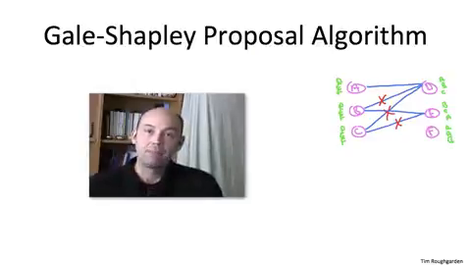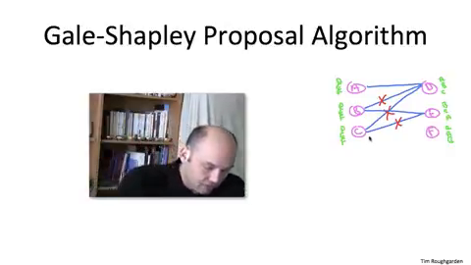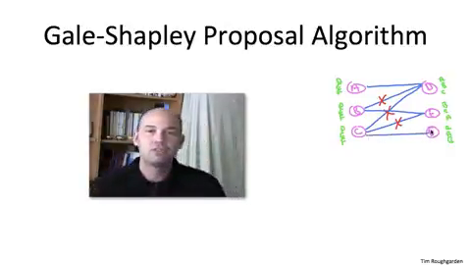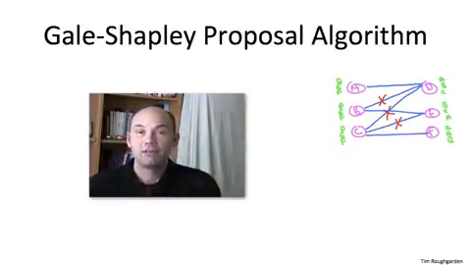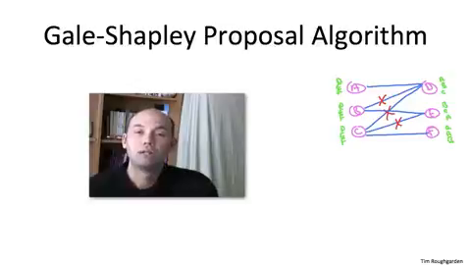F actually happily accepts that because C is on the top of F's list. And that leaves us with the matching that matches A with D, B with E, and C with F. This is clearly a perfect matching. I'll let you check that it's also a stable matching.